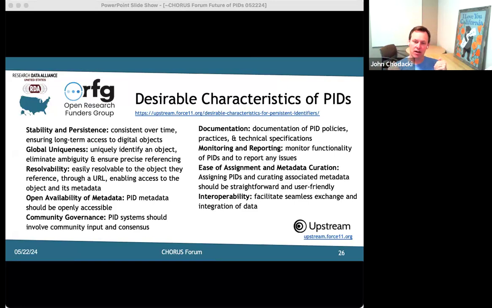Within our report that we put up on Zenodo, as well as a complementary blog post that we put up on the Upstream FORCE11 blog, which has just been put into Slack and chat, we really dig deep into what those characteristics are.